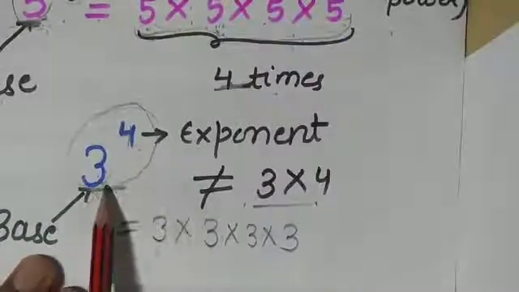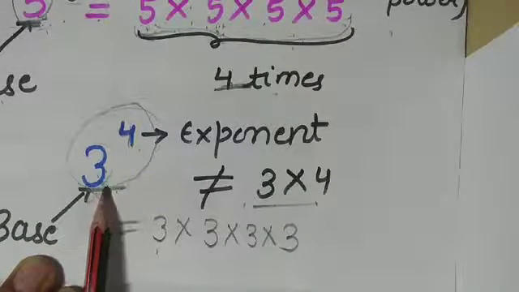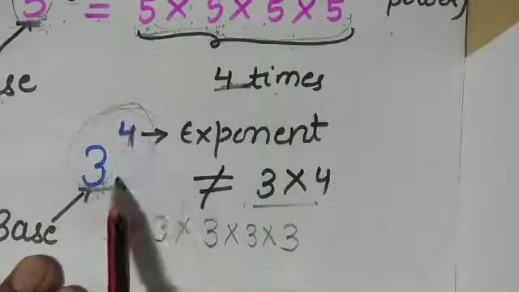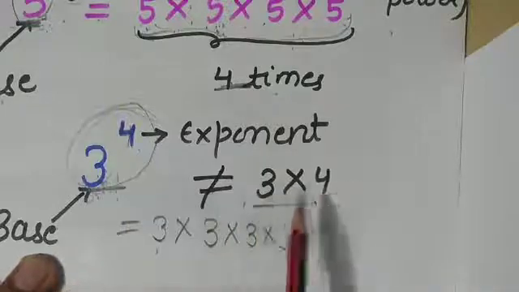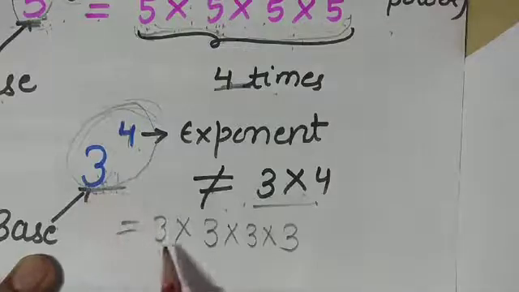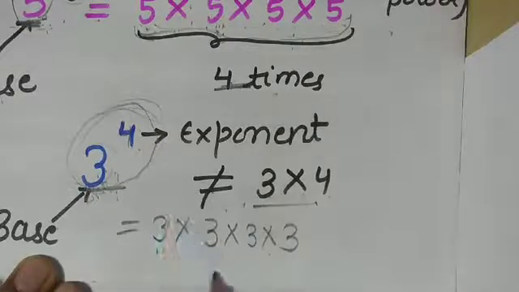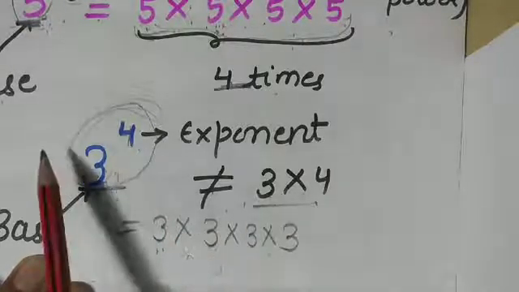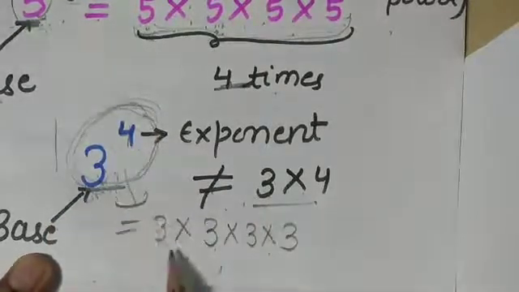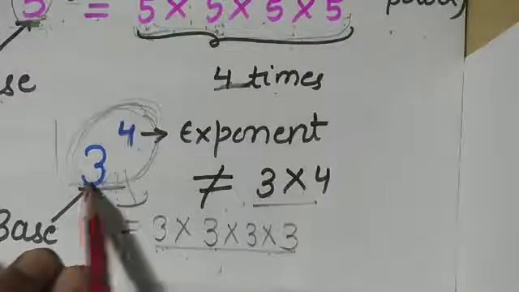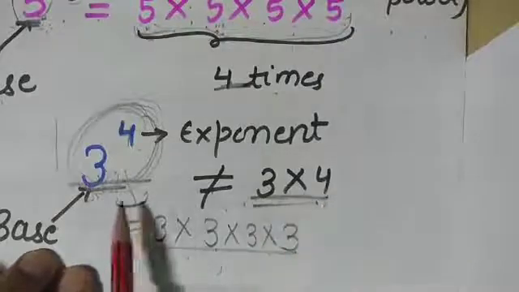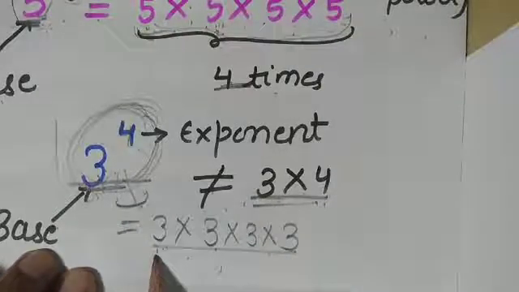This is the important point where the student usually gets confused. They think that this exponential number is equal to 3 into 4, but that is wrong. This exponential number represents that 3 is multiplied 4 times. Okay, so just be alert. This exponential number means 3 is being multiplied 4 times, and this exponential number does not mean 3 into 4. This is an important point you have to remember.